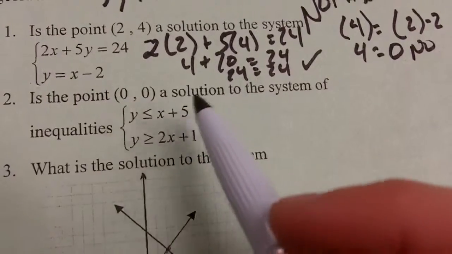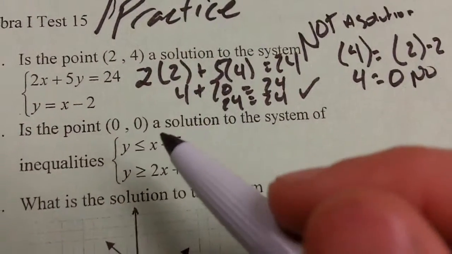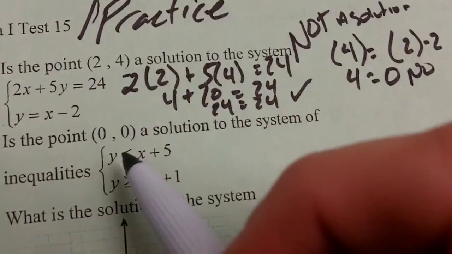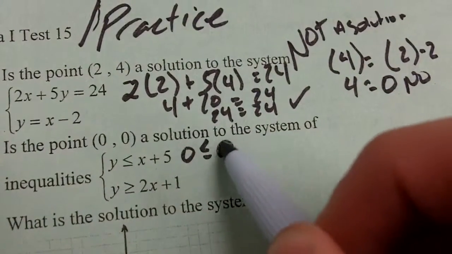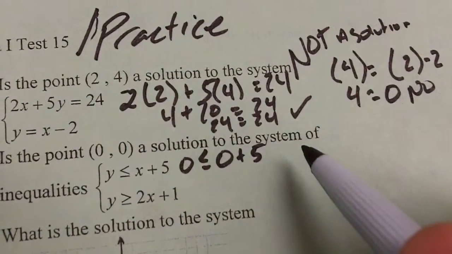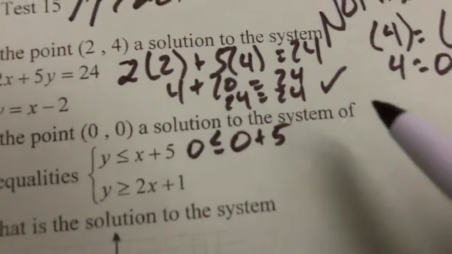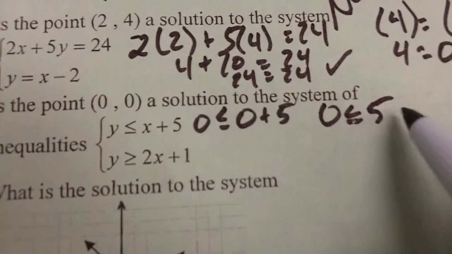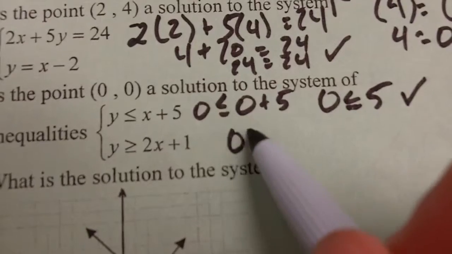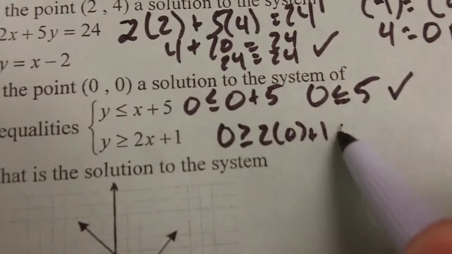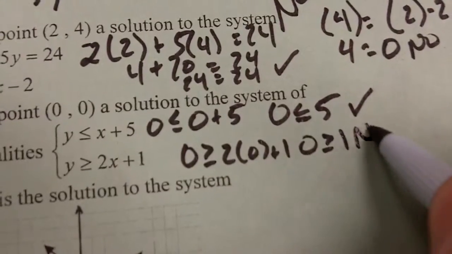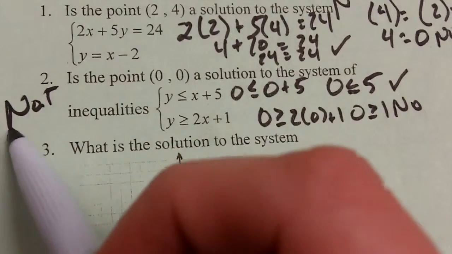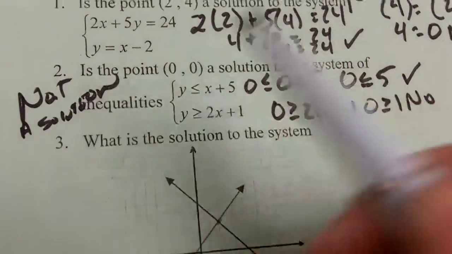Number 2 says, is the point (0, 0) a solution to the system of inequalities? We're going to do the same thing. We're going to check and see, does (0, 0) work in both of these? If it does, it's a solution. If it doesn't, it's not. Put in the first equation. 0 is less than or equal to 0 plus 5. That just means 0 is less than or equal to 5. Is that true? Yes, that one works. How about the second one? 0 is greater than or equal to 2 times 0 plus 1. That means 0 is greater than or equal to 1. Is that true? No, not a solution. So if it didn't work in the second one, which it didn't, it's not a solution. Those should be easy plug-in problems for you.